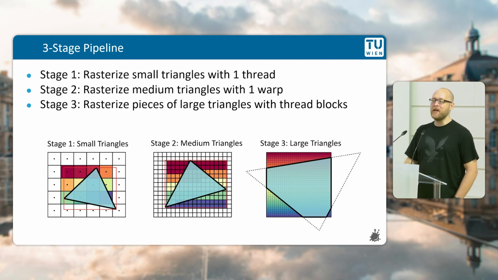But there might still be even larger triangles, so above, for example, 4,000 pixels. In that case, we need even more compute power, and we get this by splitting up the triangles into smaller pieces and then launching 1 thread block for each of these pieces for rasterization.